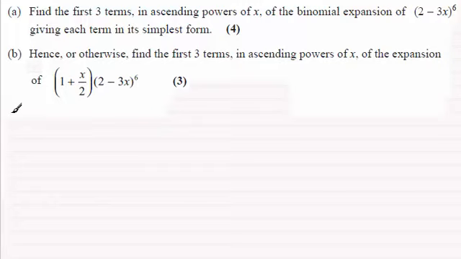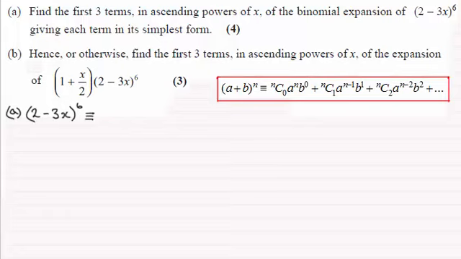So for the first part, part A, we've got to expand 2 minus 3x all to the power 6. So I'll just write that in, 2 minus 3x all to the power 6. I'm going to say that this is identical to, okay, and we're going to write the first three terms down then. Now, when you're doing the binomial expansion, I'm assuming that you're familiar with that. If not, just a quick reminder for terms like this.